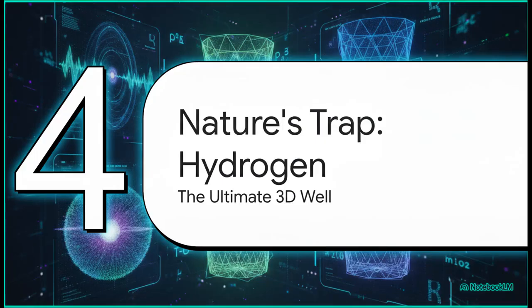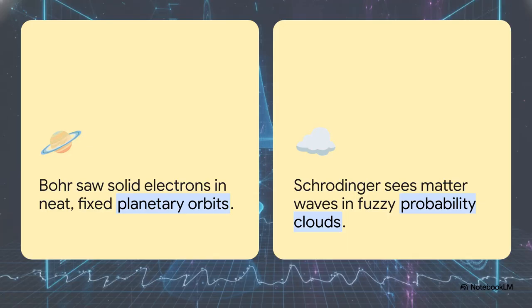Which brings us to Part 4, Nature's Trap, Hydrogen. We've built artificial traps, sure, but nature has already perfected the ultimate 3D wave trap, the hydrogen atom. For a long time, the classical Bohr model taught us to view the atom like a tiny solar system, with solid electrons circling the central proton in neat little orbits. But quantum mechanics reveals a much stranger reality.